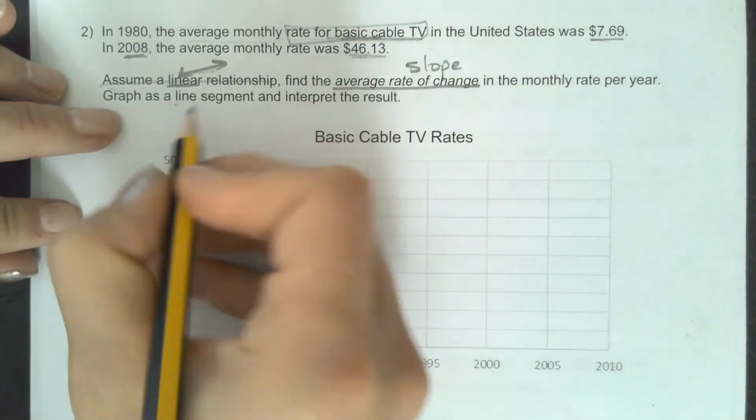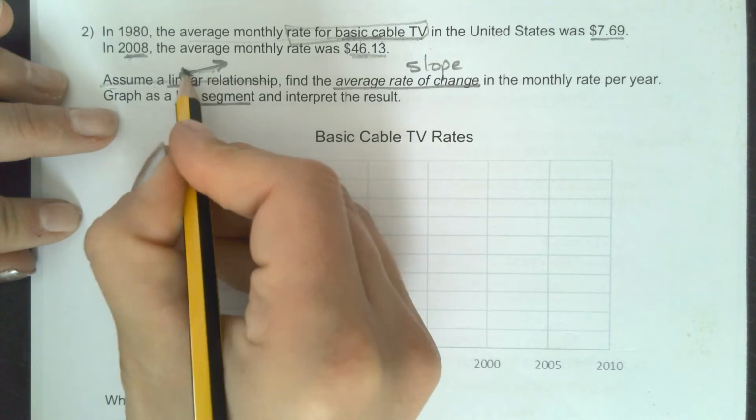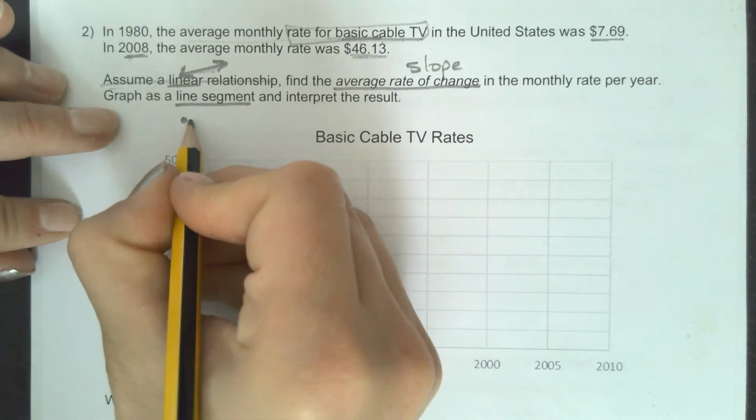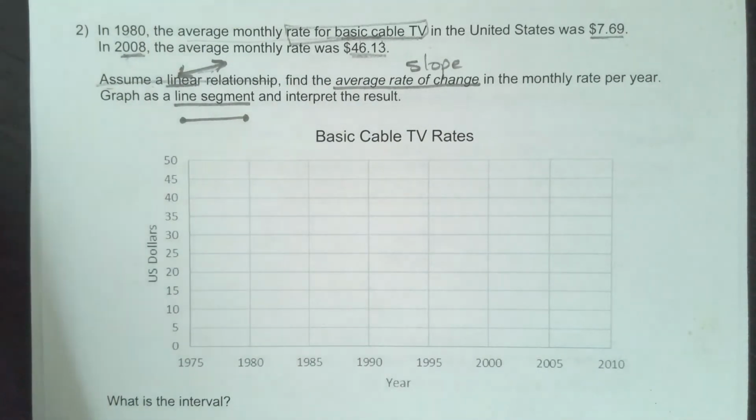Graph is a line segment. A line is something that goes on forever and ever on both sides. A line segment starts and stops. It does not go on forever.